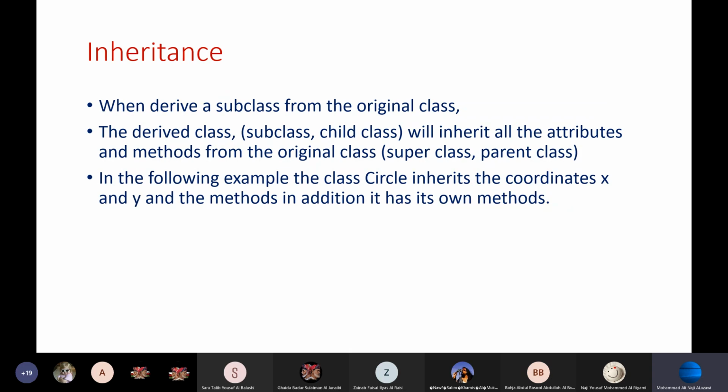Okay, inheritance. The definition: when we derive a subclass from an original class, the derived class, or the subclass, child class, will inherit all the attributes and methods from the original class, the superclass. So any attributes, any methods in the original class will be inherited by the subclass. But of course, considering the accessibility and the access specifiers that we talked about already. So in the following example, class Circle inherits the coordinate x.